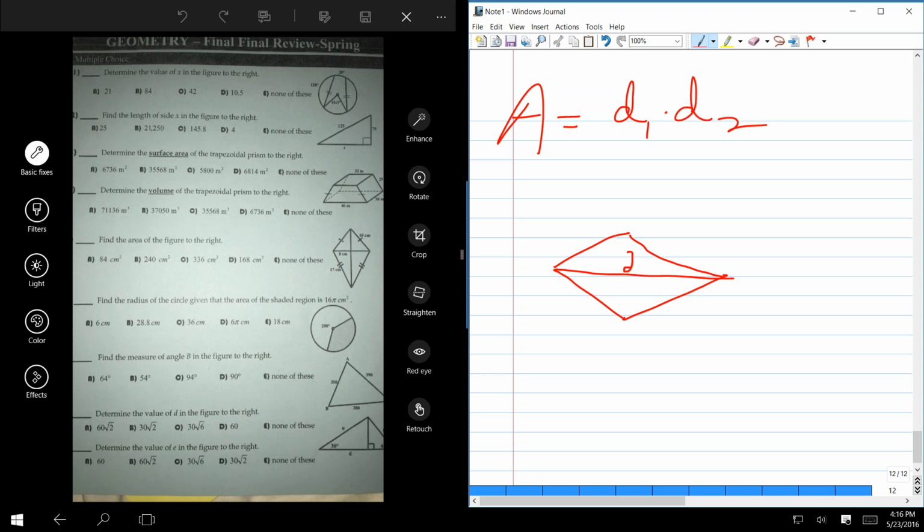There's diagonal 1. There's diagonal 2. Let's create a rectangle about that kite. What's the area of the rectangle? Area of a rectangle? Yeah, the one I just drew. What is it? Diagonal 1 times diagonal 2.